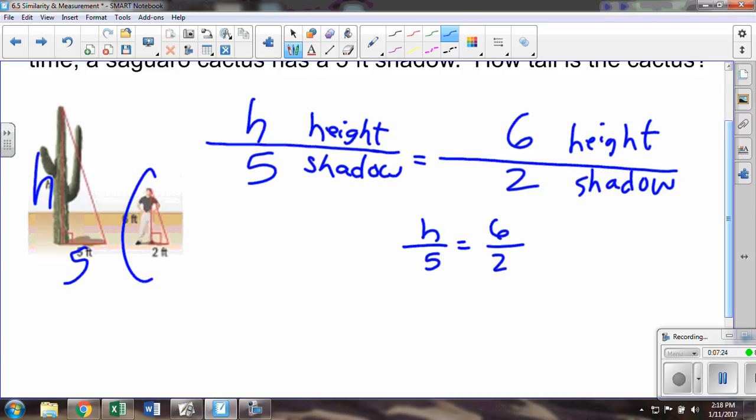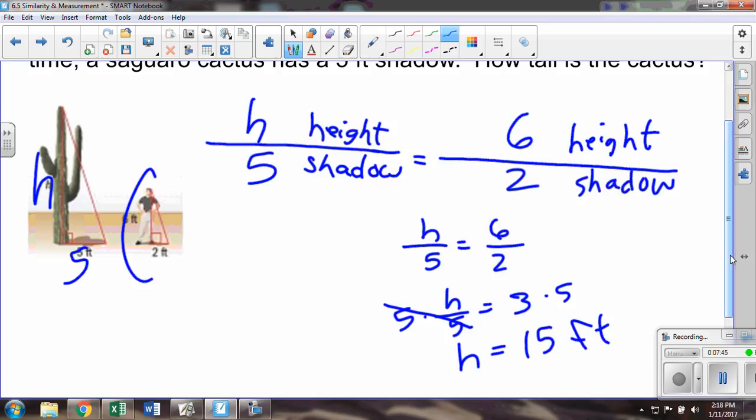Solve it any way you'd like. For this particular one, I would look at it and say 6 over 2, that's just 3. And if I multiply by 5, I can cancel out that division and get my answer that way. We've got 15 feet tall. Of course, there are other ways of solving it. The primary characteristic here is that you set up a proportion to match the corresponding pieces.